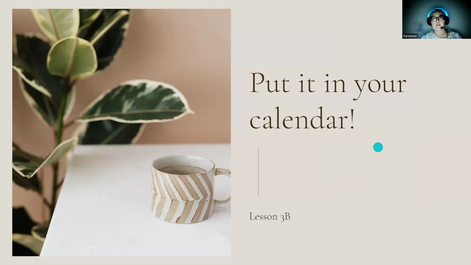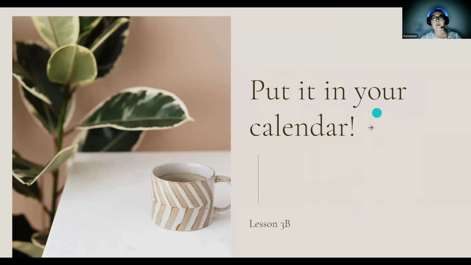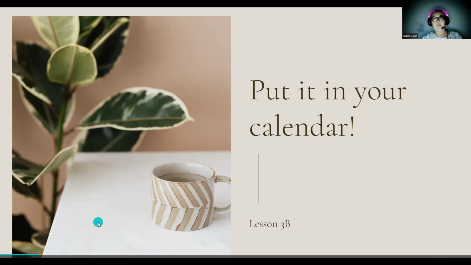Today's lesson theme is "Put it in your calendar." Lesson 3B. So what do you think our lesson will be about? As you can see, there's the word calendar, so something related to planning your schedule. We will talk about that.